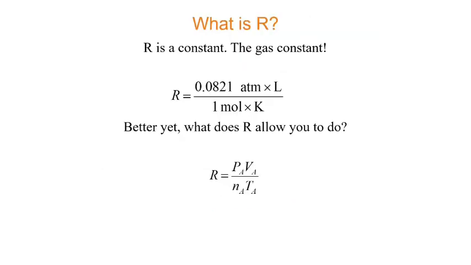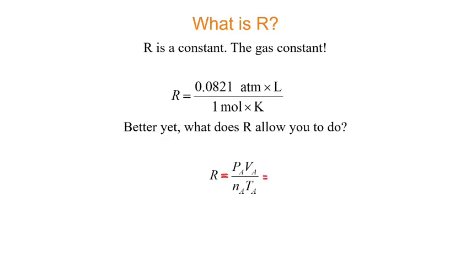So, what is that R? It's a constant value. The exact value for that R is 0.0821 with a very complex unit afterwards. Atmospheres, liters, moles, and kelvins. Why would it be so complex? Okay, well, R is this equality, right?